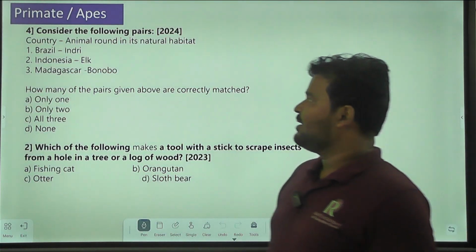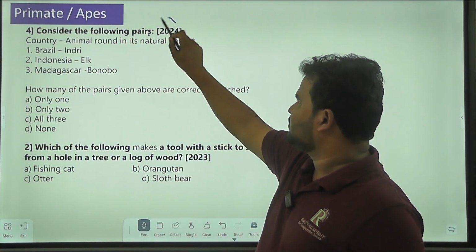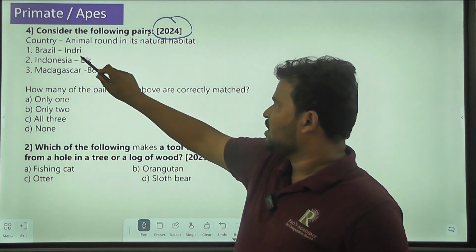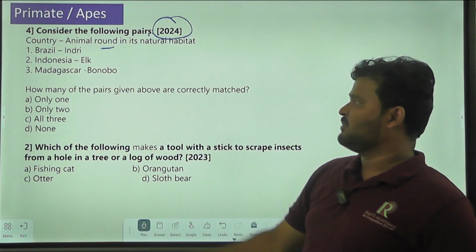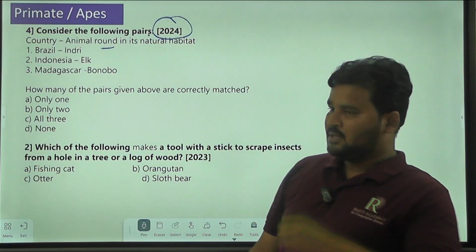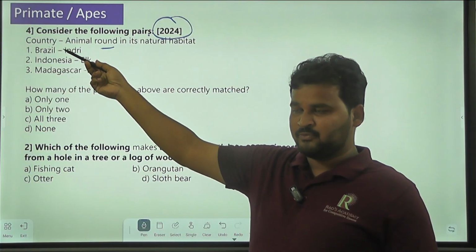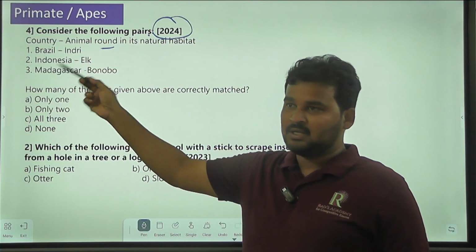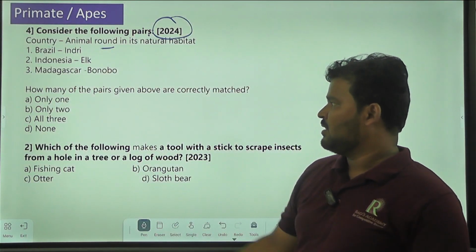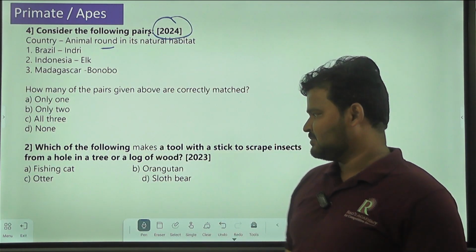Next, primates and apes. See here: consider the following pairs. It was asked in the year 2024. Here one side is a country and the other side is an animal found in its natural habitat. Brazil, Indri is an animal. We have to say whether it is true or false that Indri is found in Brazil. The elk, Indonesia. Bonobo, Madagascar. We have to find out.